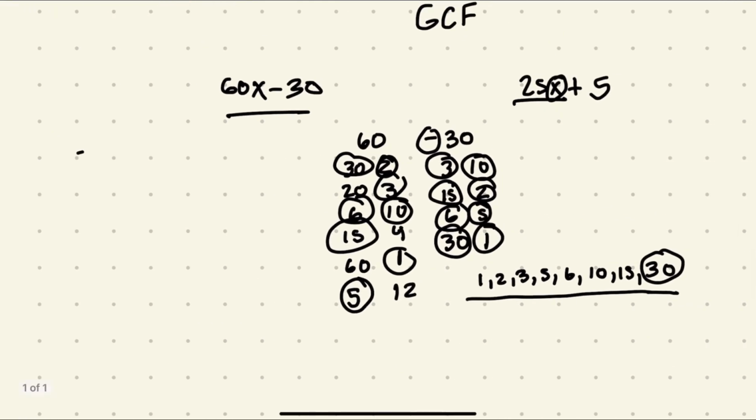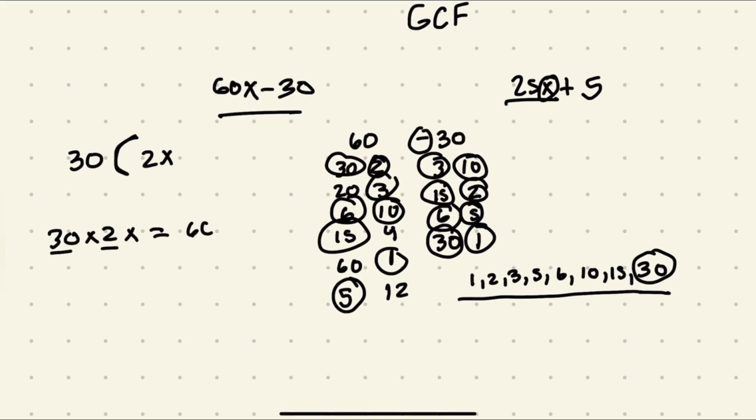So we put 30 on the outside, and now we're going to put a parenthesis, implying that we're going to distribute 30 into whatever numbers are inside. So 60x divided by 30 is 2x. So 30 times 2x will give me 60x, because what we do is we multiply the whole numbers and the x just stays the same. Okay, and then we do the same with negative 30, so now we do take into account that it's a negative. Negative 30 divided by 30 is negative 1, because 30 times negative 1 gives us negative 30.